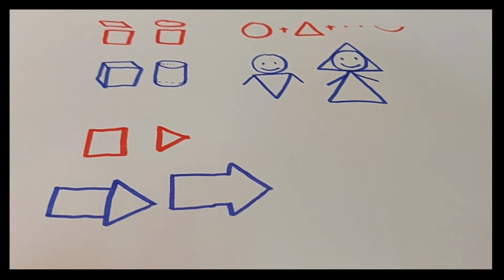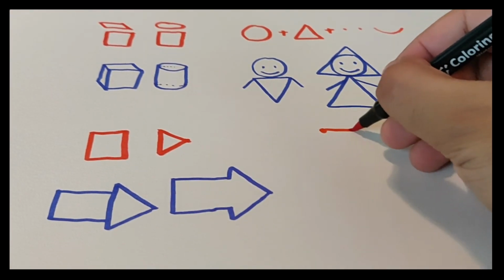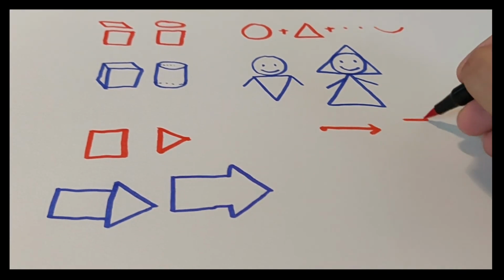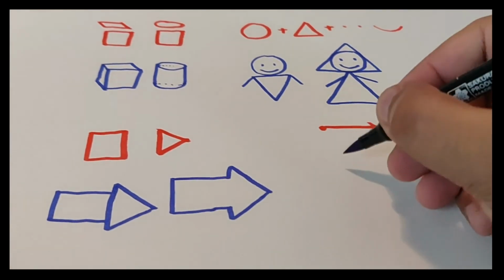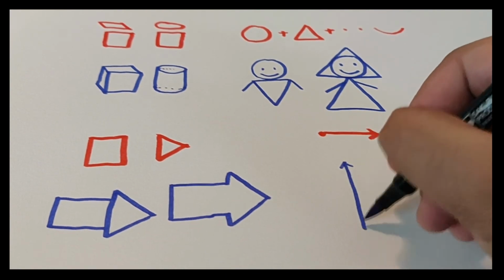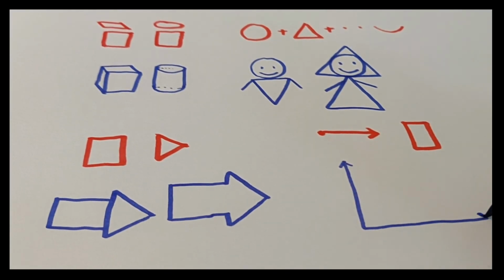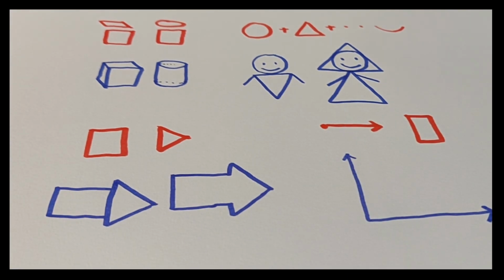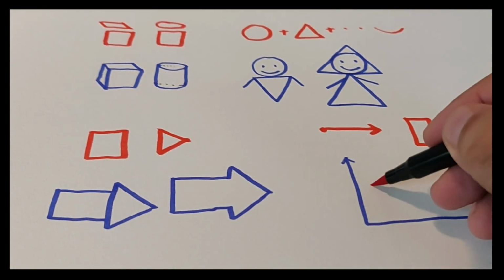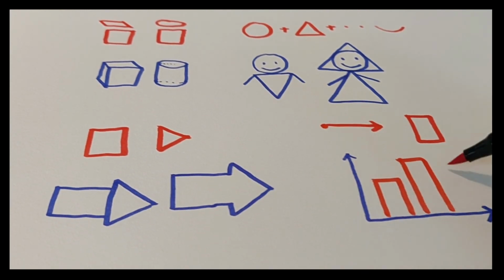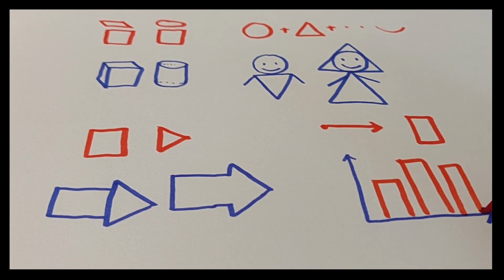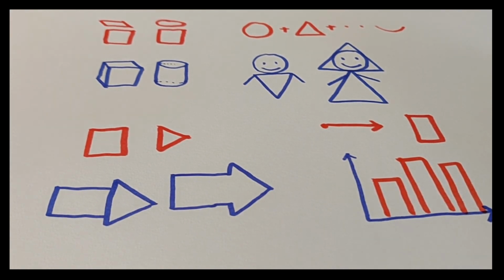We can also create fantastic bar graphs using very simple shapes like an arrow and a rectangle. So if I define the y-axis and the x-axis of the bar graph, and we add different rectangles, we would be able to show the profit of a particular company year on year.